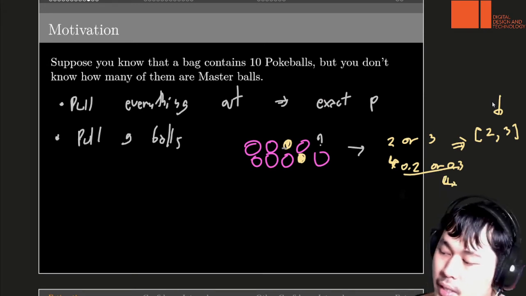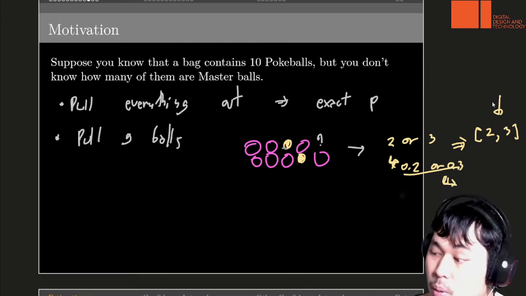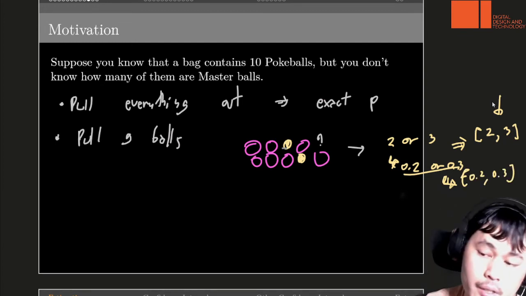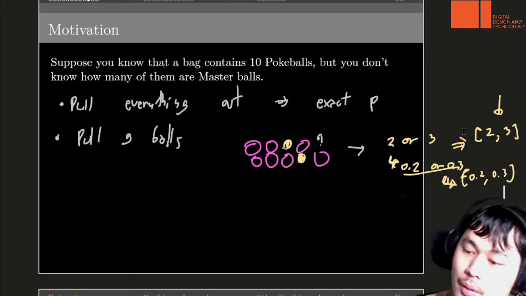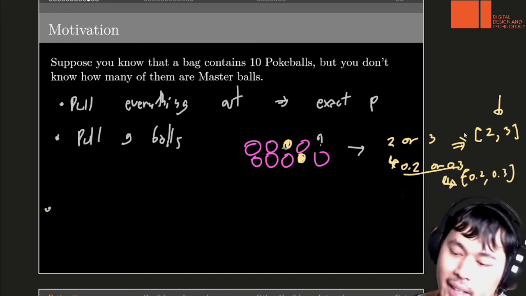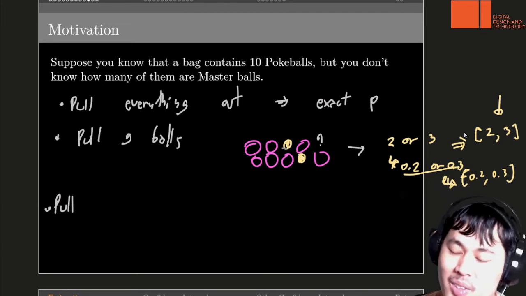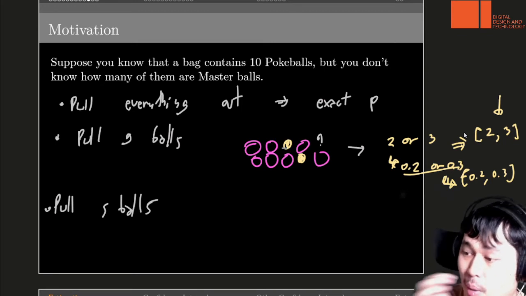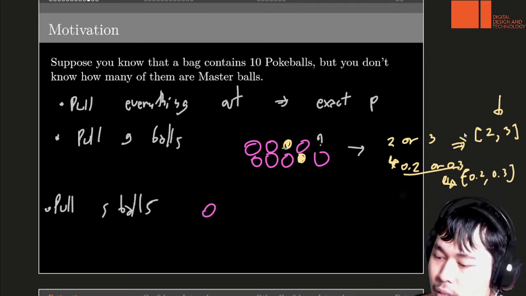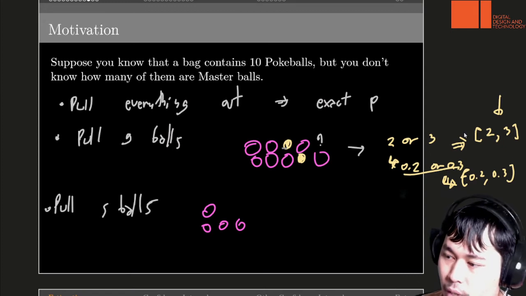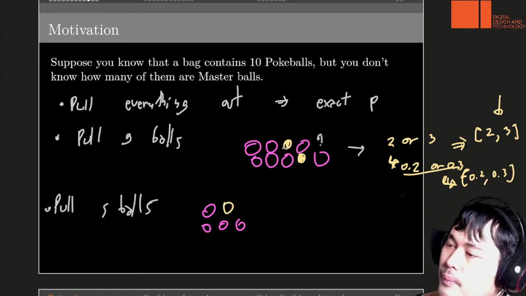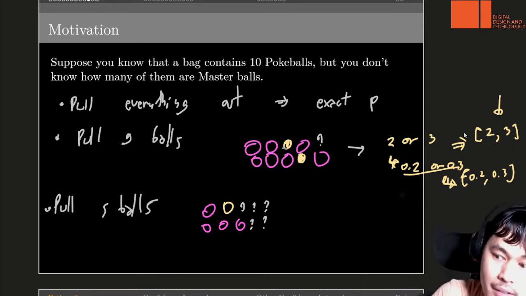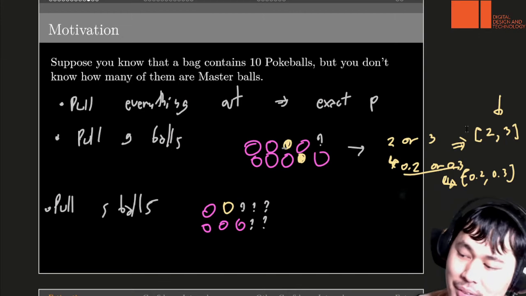If you talk about the number, it could be 2 or 3. If you talk about the proportion, it's 0.2 and 0.3, for instance, if you get 9 balls. But then let's say you don't have enough time to pull all those balls. Let's say you only pull 5 balls. Let's say you see 4 normal balls and 1 master ball, and then of course there are 5 balls left in the bag to be discovered. Then what could you say about the content of the bag?